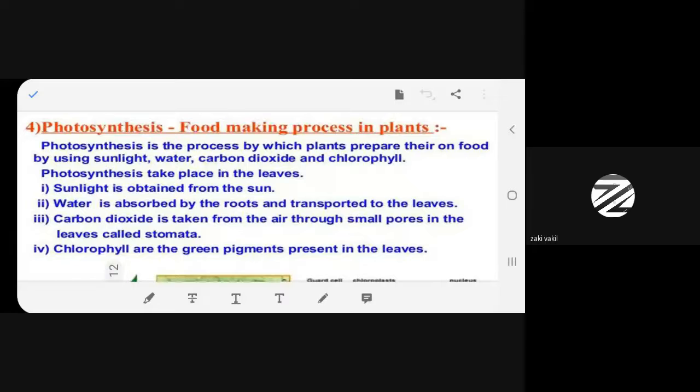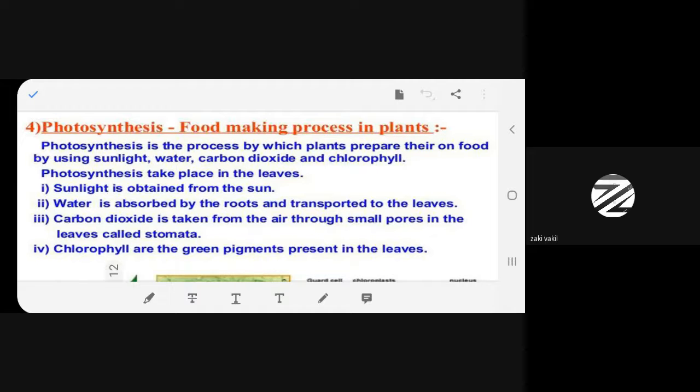Now we come to photosynthesis, that is, the food making process in plants. Photosynthesis. Beta, don't go so slow, please. You're making it very slow.